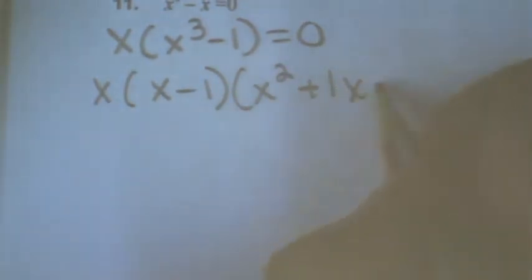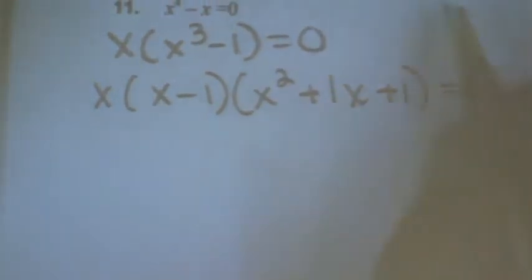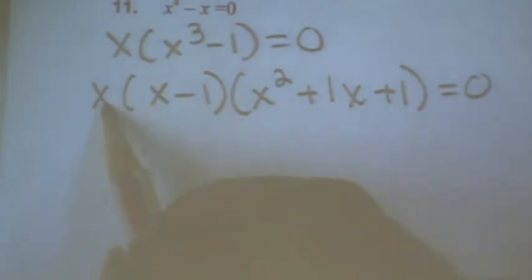Number 11. This one you're going to factor out an x. You get x cubed minus 1. And this is the difference of two perfect cubes. You get x minus 1 times x squared plus 1x and then plus 1. So the two zeros so far that we have are 0 and 1. And what you're going to want to do for this is use the quadratic formula, negative b plus or minus the square root of b squared minus 4ac all over 2a.